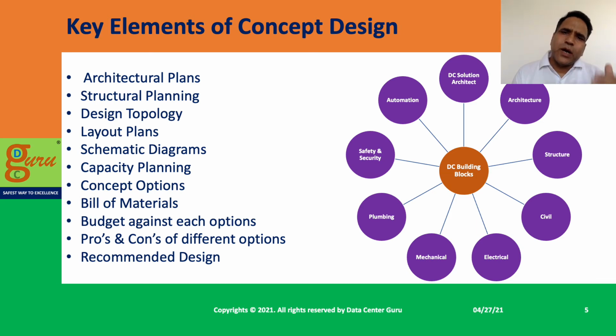What are the different outcomes or deliverables we expect from the conceptual design? We are looking at architectural plans. Now, in the master plan you have the overall plan for the land, how you are going to develop it. Now how you are going to develop the building. So you need architectural plans, layout plans, and elevations, right?